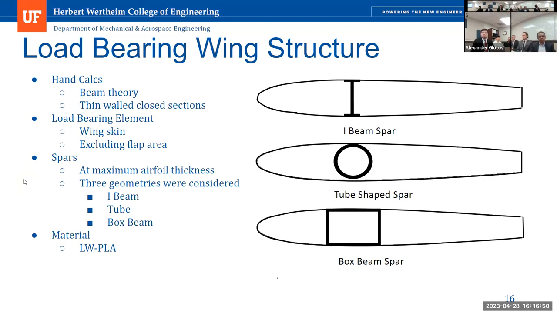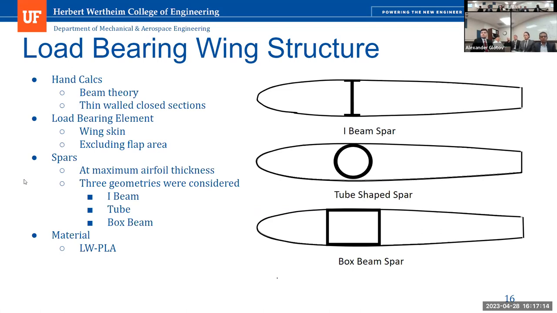Here you see the cross-section of the wing shape minus the flap area with three different spar shapes that were considered. They were positioned at the thickest point of the airfoil to allow for the largest cross-section area for the most amount of load-bearing capability.